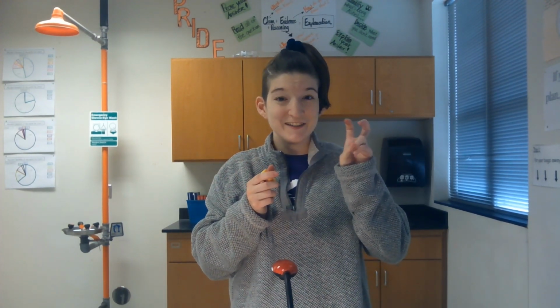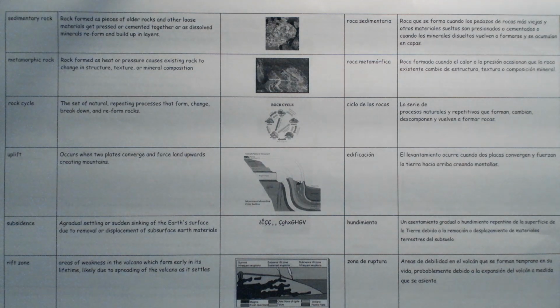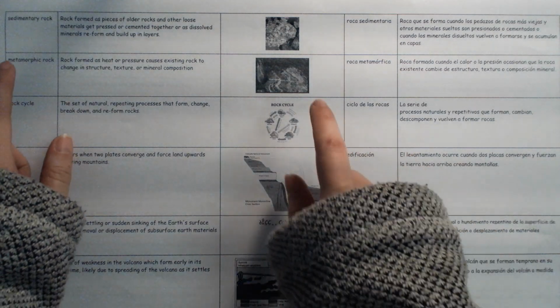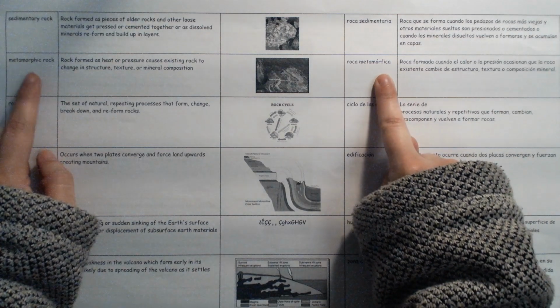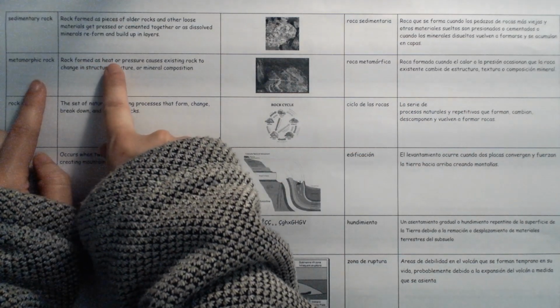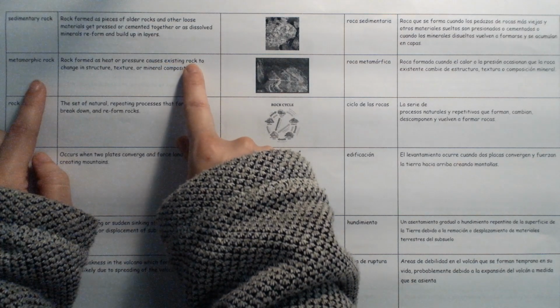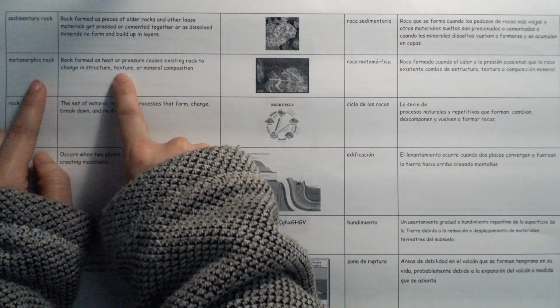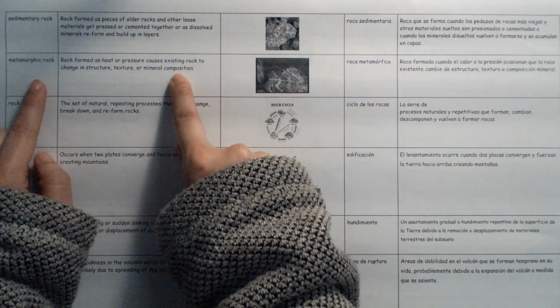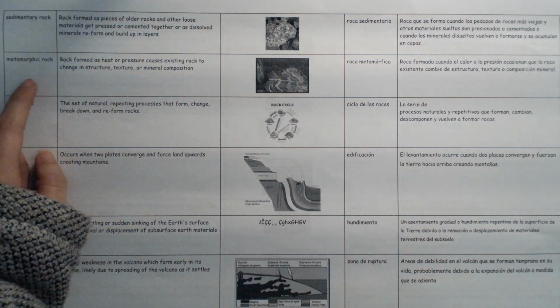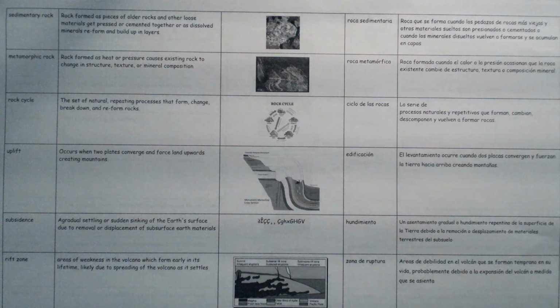Next, let's take our rock and make a metamorphic rock. What do you need in order to make a metamorphic rock? If you said heat or pressure, then you are correct. A metamorphic rock is a rock formed as heat or pressure causes existing rock to change in structure, texture, or mineral composition. Okay, so that is a metamorphic rock.